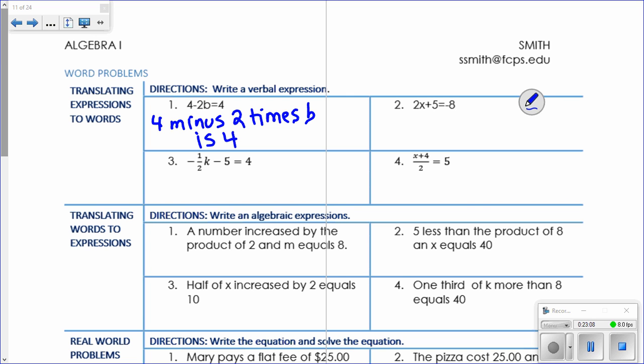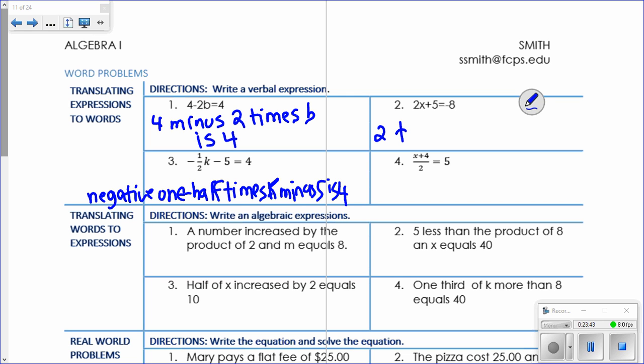For number 3, I have negative 1/2 times k minus 5 is 4. Okay? I do want to do number 4, and I'll do number 2 with you as well.